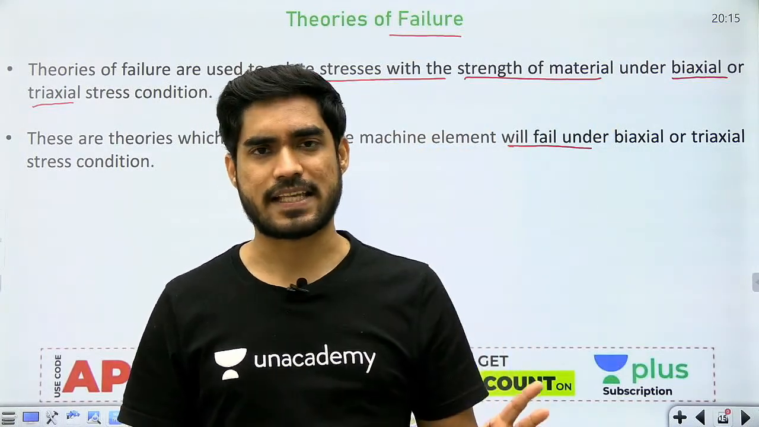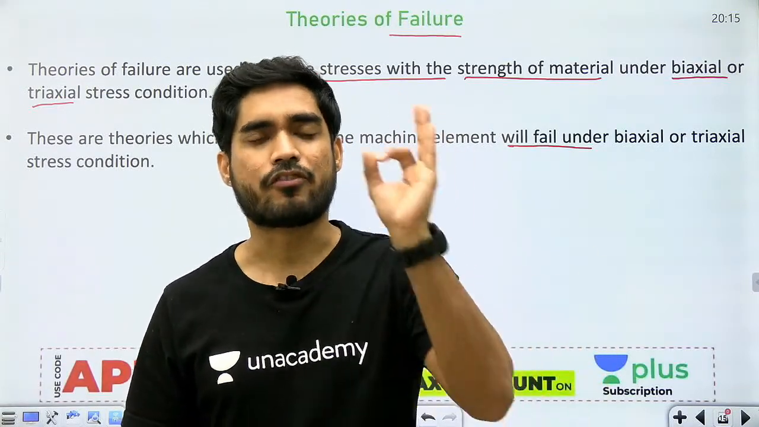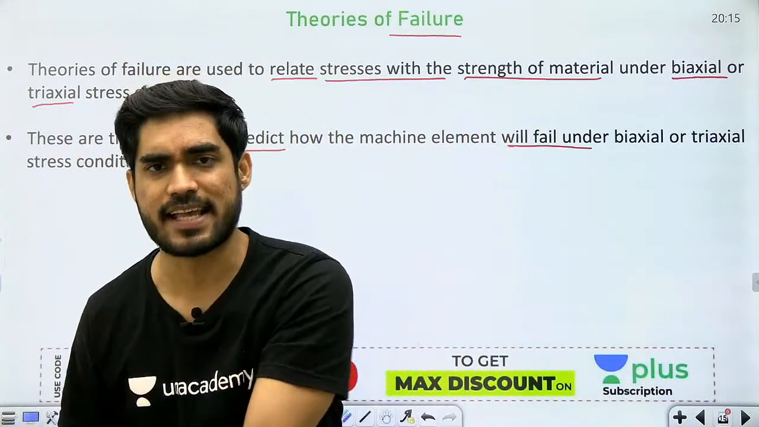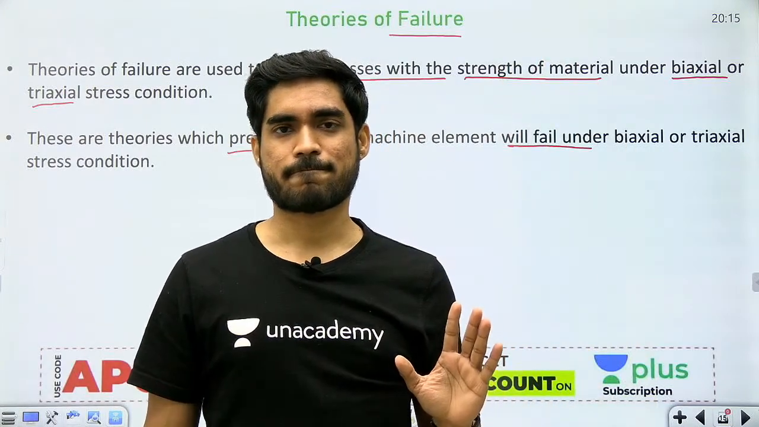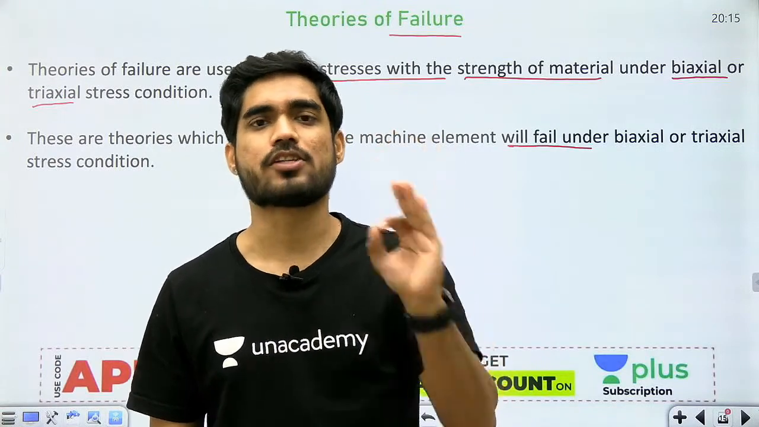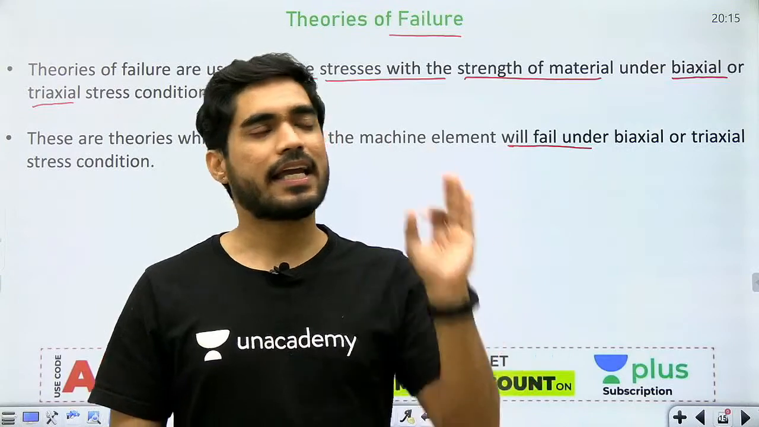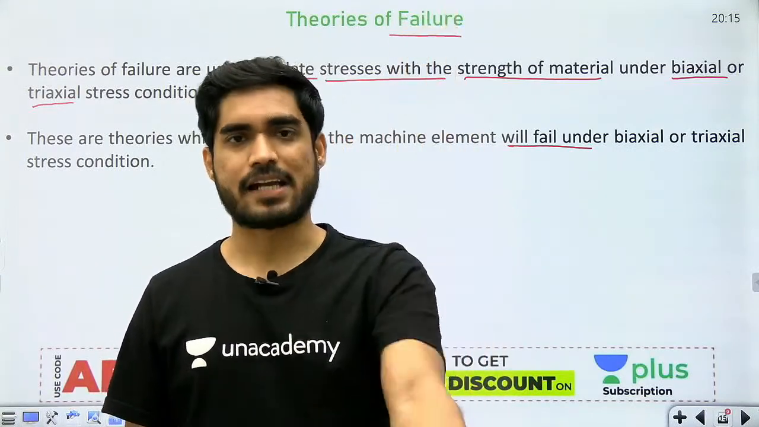हर theory of failure से हमको एक relation derive करना है. From every theory of failure, we need to derive a relation between stresses and strength of material. So let's see one by one what are those different theories of failure and what relation are we going to get. एक एक करके देखेंगे कि सारी theories of failure क्या हैं और उनसे अपने को क्या relation मिल रहा है.